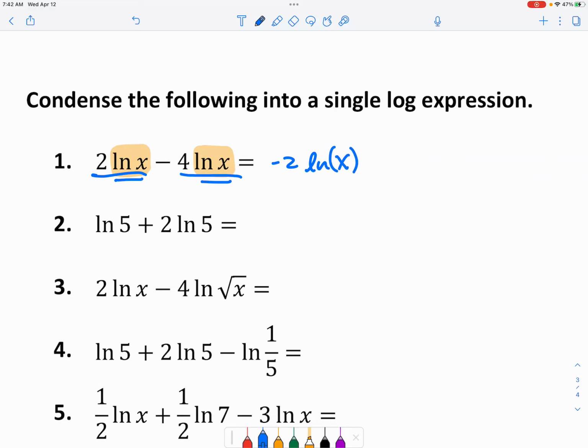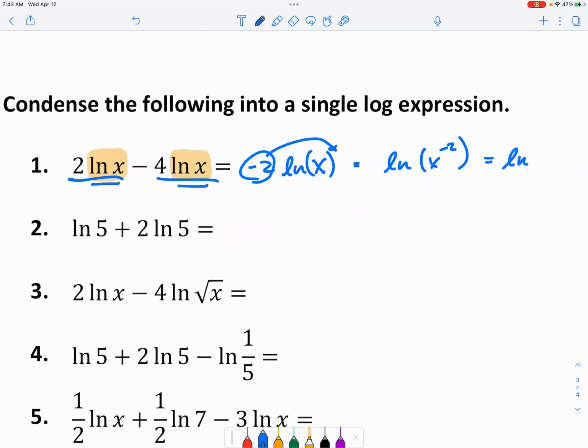And then you can either put this as an answer, or we actually would put the coefficient back to the exponent. So natural log of x to the negative 2 power, which is the same thing as natural log of 1 over x squared. So I want you to learn how to look at this as a couple of like terms, and you combine them together.